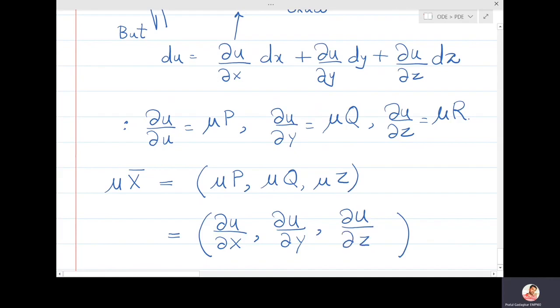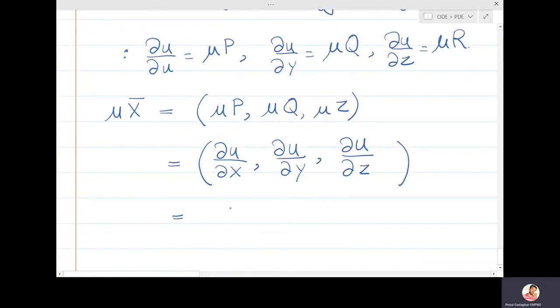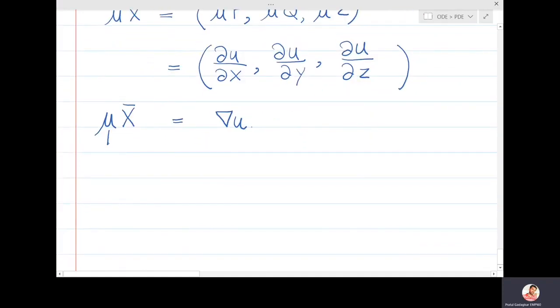Right. What is dou u by dou x, dou u by dou y, and dou u by dou z? What is this vector called? This vector is called the gradient of u. Correct. So we have proved that mu into x bar turns out to be gradient of u. This is mu, I'm repeating, and this is u.